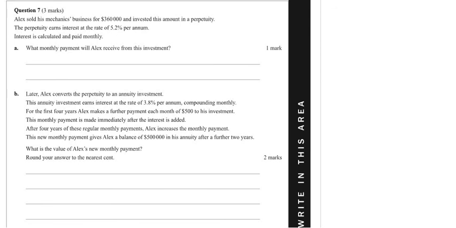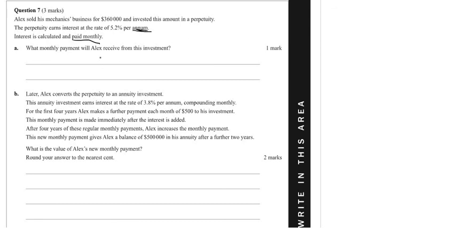So he's investing 360,000 and invested this amount in perpetuity. The perpetuity earns interest at the rate of 5.2% per annum, and the interest is calculated and paid monthly. So paid monthly, that's what we need to know, and it's per annum. So the interest rate is given as per year, but the interest is calculated and paid monthly. So what monthly payment will Alex receive from this investment?